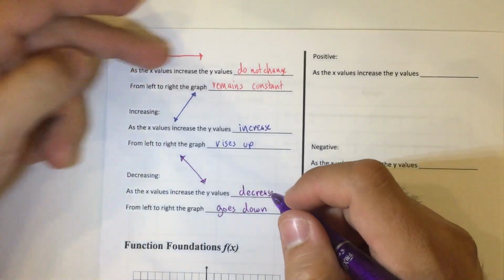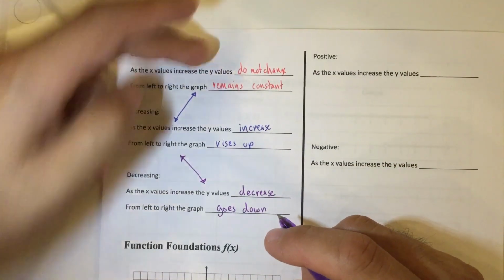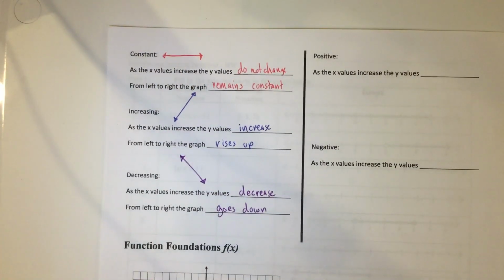Okay, so constant is horizontal, remains the same. Increasing from left to right goes up, it increases. And decreasing from left to right goes down. Okay, so that's pretty much constant, increasing, decreasing.